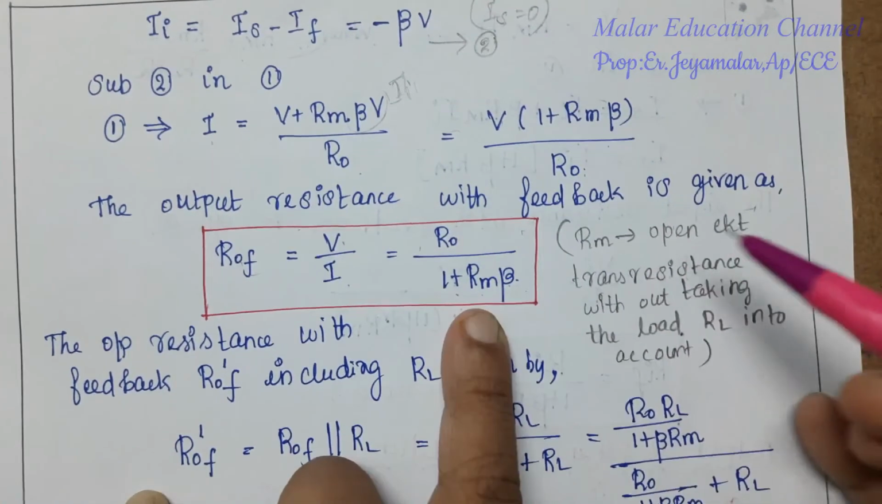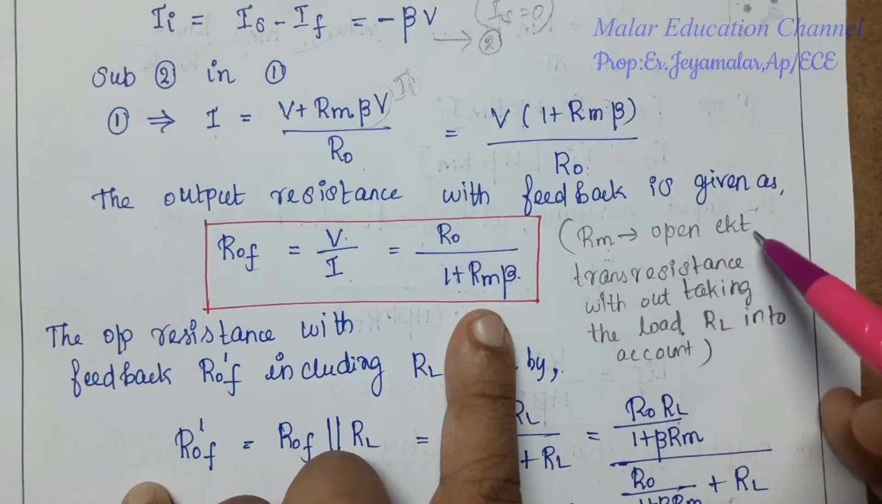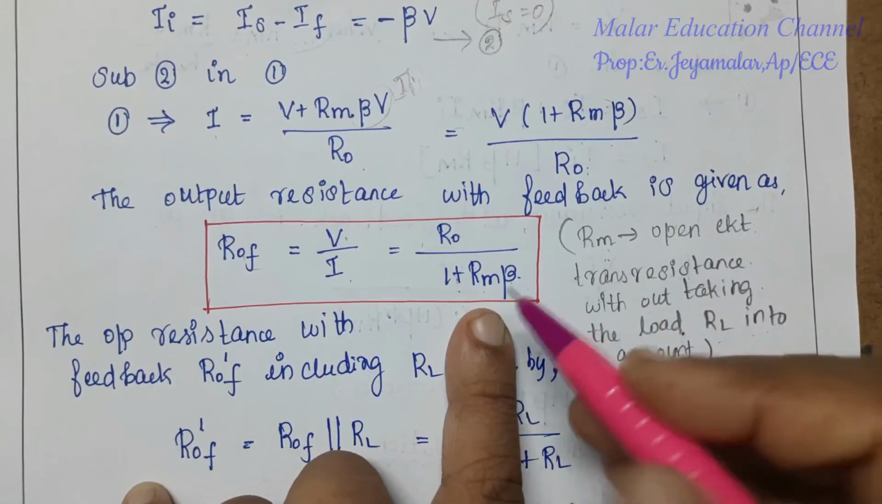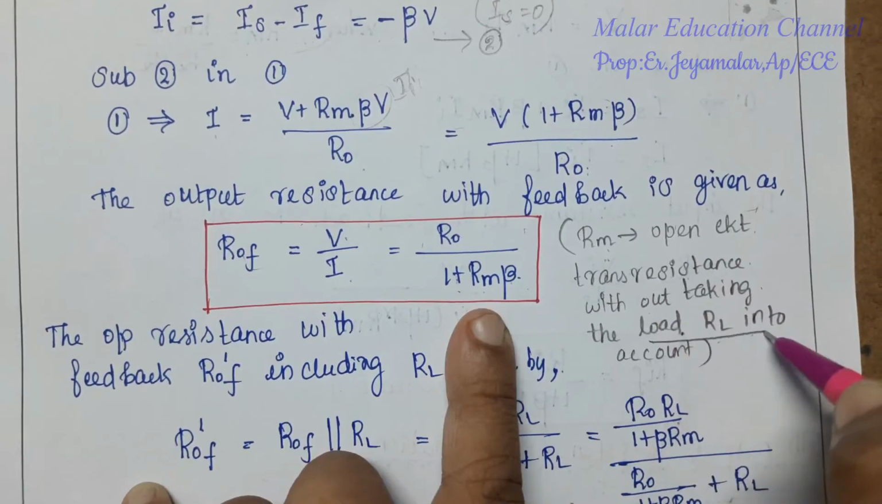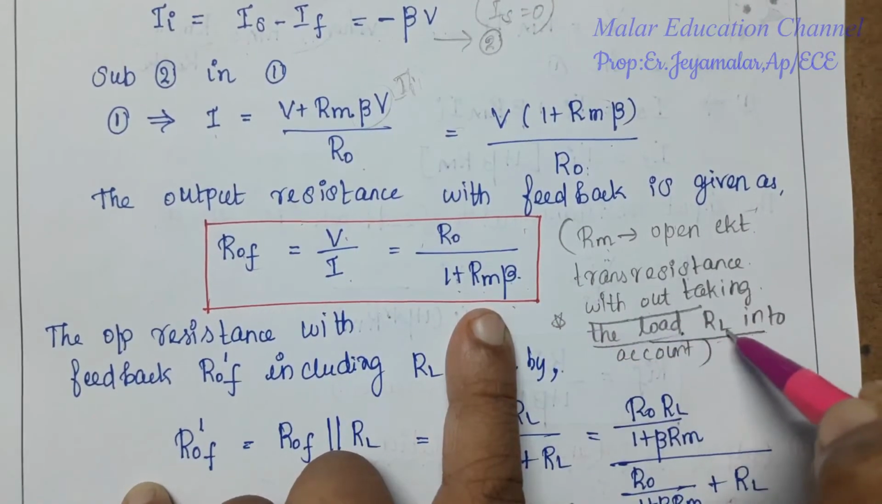Here is the difference between small m and capital M. Small m means open circuit trans resistance without taking the load resistor RL. Small m means without RL. Without, that's the important part. Capital M means with RL.